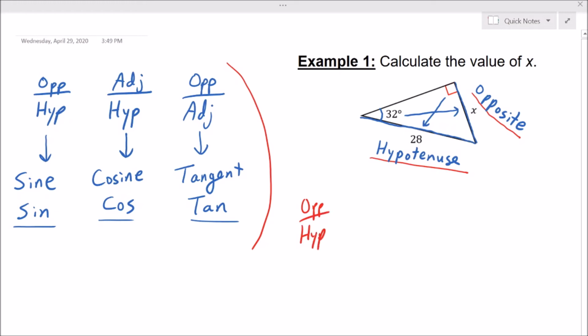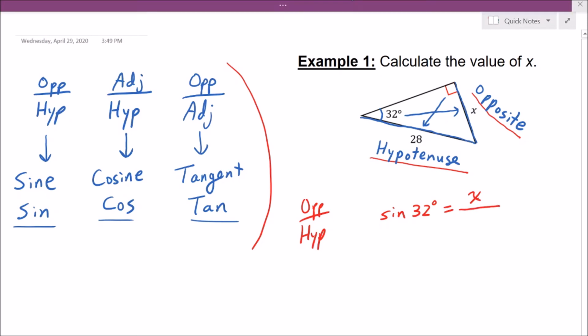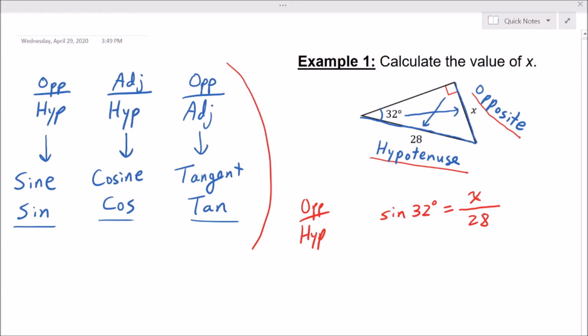Once you figure out your ratio, you can set up an equation. And how it goes is you write, okay, sine, S-I-N, of the angle we're working with, 32 degrees, equals opposite over hypotenuse. So in our example, opposite is x. Make sure you start with the right one. It says opposite on top, so we start with x divided by hypotenuse, so that's 28 on the bottom, right? And there's your equation. And so again, this ratio between the sides, x to 28, has something to do with the sine of 32, right?